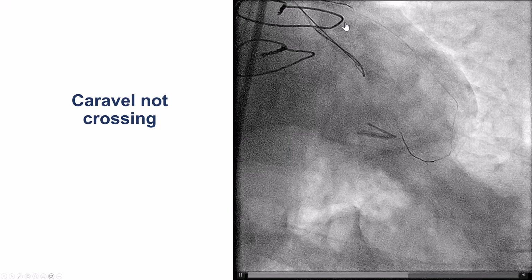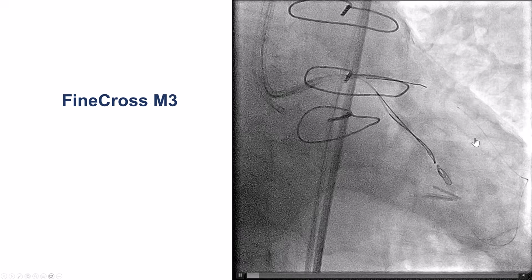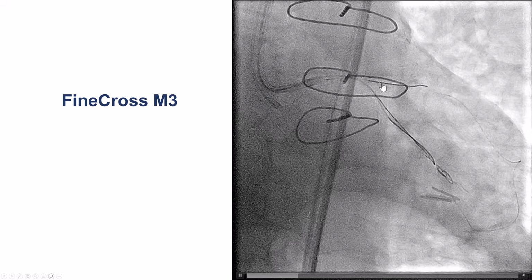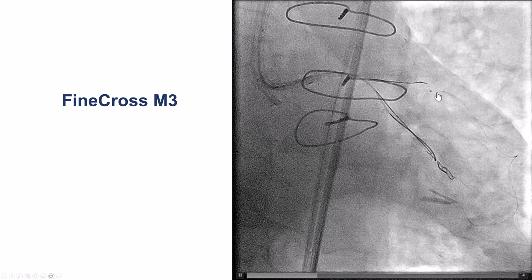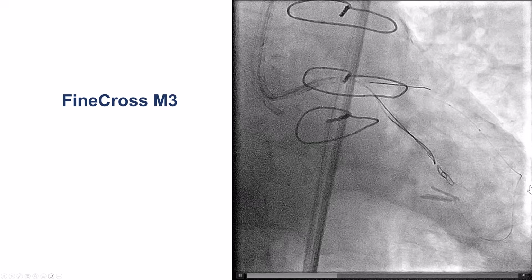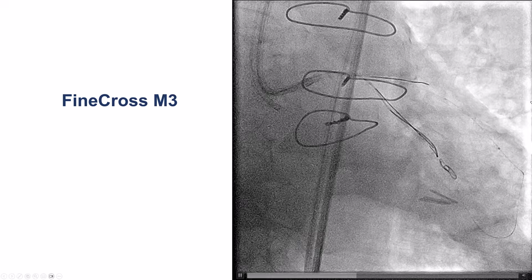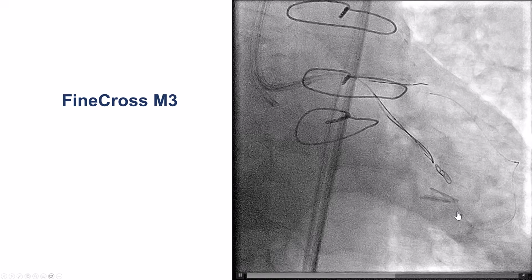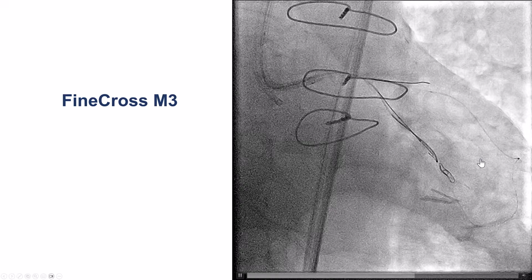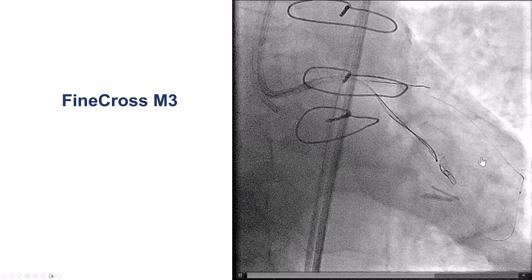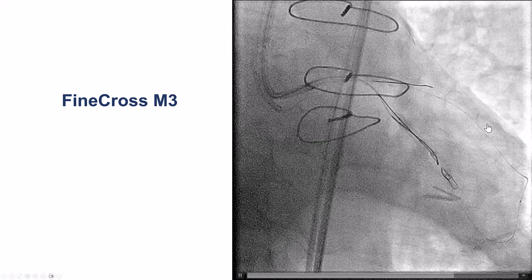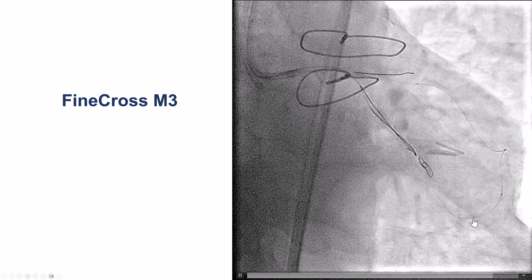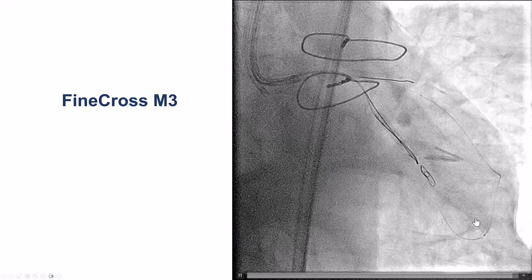We removed the Caravel and tried with a FineCross M3 microcatheter that has a very low profile. By doing that, we were able to advance the FineCross, which took the bends going into the obtuse marginal branch. So the lesson here is that when there is a collateral that is not crossable with one microcatheter, one option is to advance another microcatheter, ideally a lower profile one for epicardial collaterals. Once again, for epicardials, we never dilate them, which is something we sometimes do for septal collaterals.